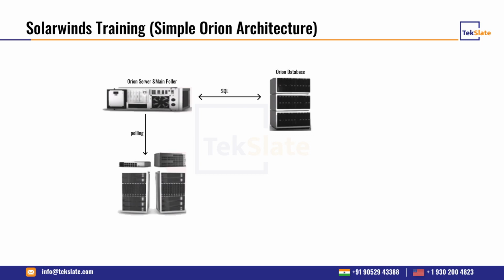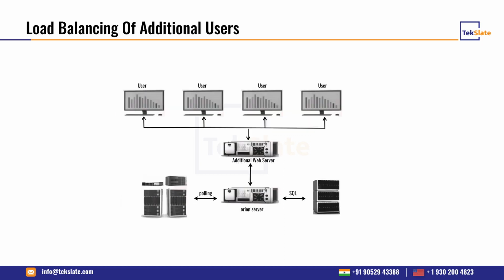Say a lot of users need to log into the SolarWinds console to view the alerting or performance mechanism. Then SolarWinds provides a feature called the additional web server. We can install the additional web server on one or two more servers, and then share the load of the main polling server. Here, the middle part is the Orion server, where we have installed the additional web server, and it helps to balance the load of the increased users.